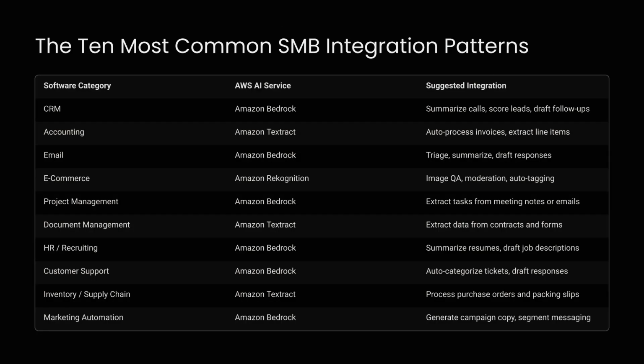Here are 10 common SMB integration patterns. This table matches software categories like CRM and accounting with the relevant AWS AI service like Amazon Bedrock or Textract, and suggests a specific integration, such as summarizing calls or auto-processing invoices.